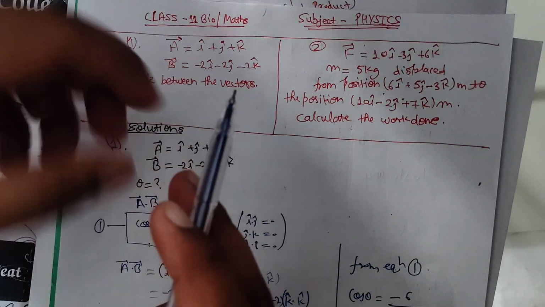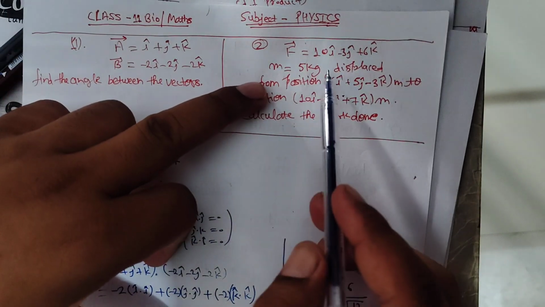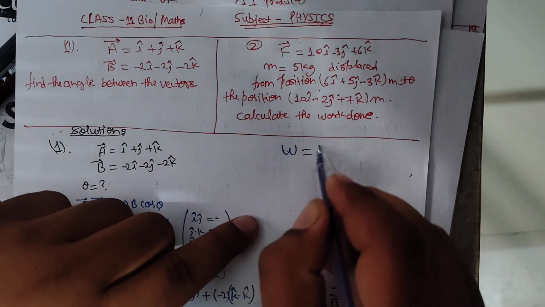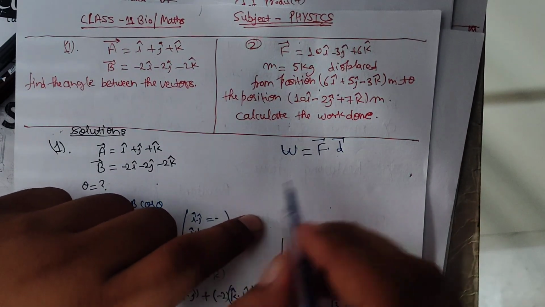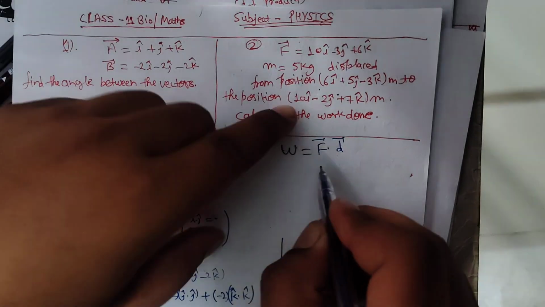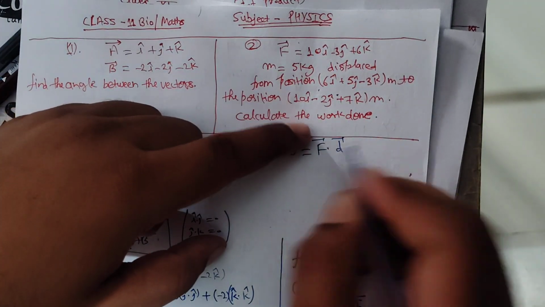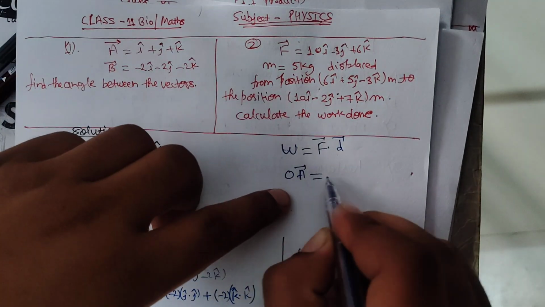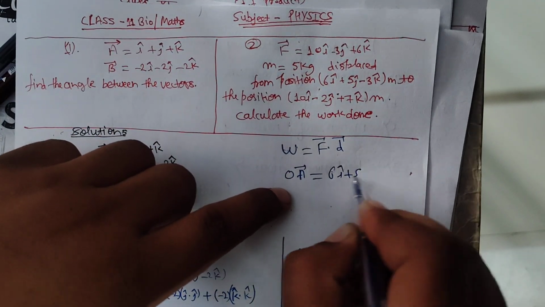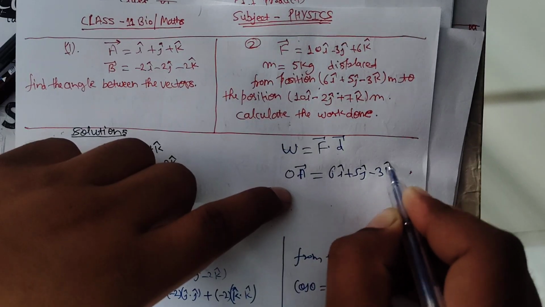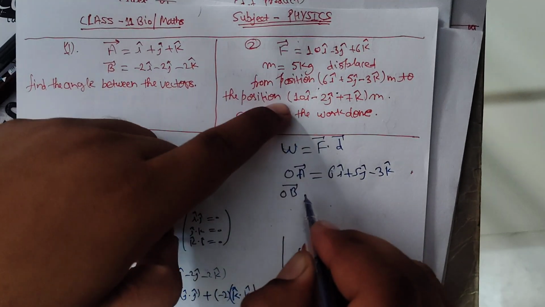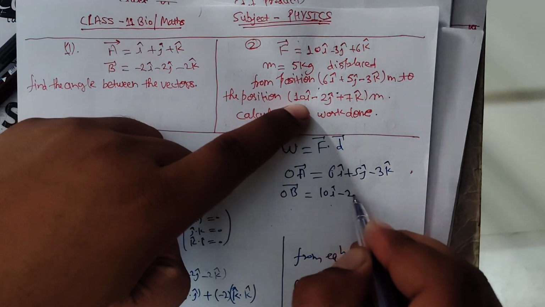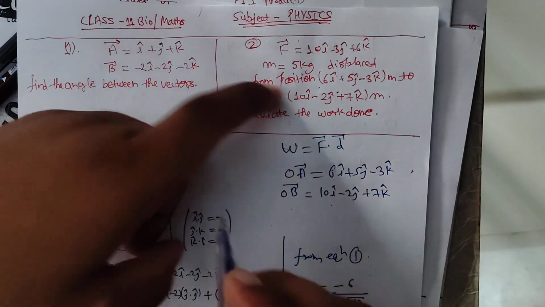In this way we have got the solution and solved this particular question. Now you have to solve this question at your home. You just have to apply that W is equal to the F vector dot D vector, and D will be determined from the position vectors. You know the value of the OA vector, written as 6i cap plus 5j cap minus 3k cap, and similarly the OB position vector, 10i cap minus 2j cap plus 7k cap.